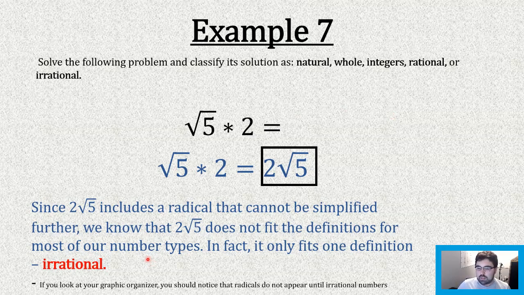And there's a little note down here that says, if you look at your graphic organizer, you should notice that radicals do not appear until irrational numbers. If you see a radical and it can't be simplified, it's automatically an irrational number. It has to be. If you see a radical and it can be simplified, so like square root of 4, for example, you need to look a little bit closer, because the square root of 4 is 2, which is not an irrational number. Square root of 5 cannot be simplified, so it's irrational.